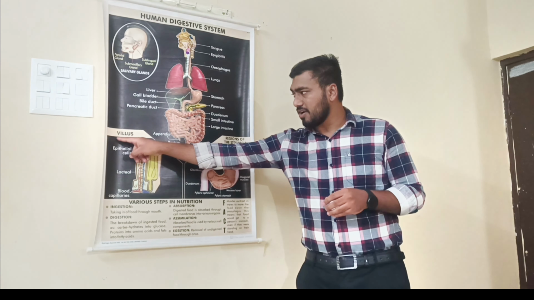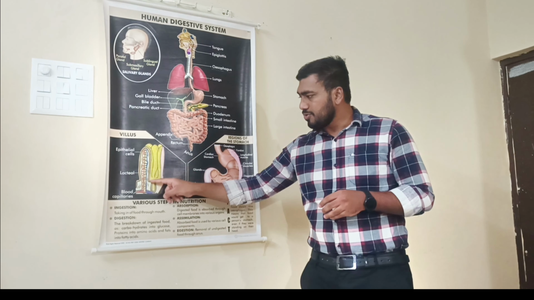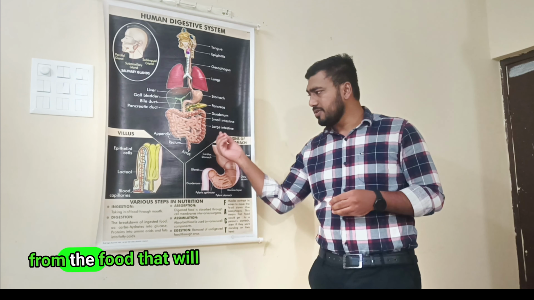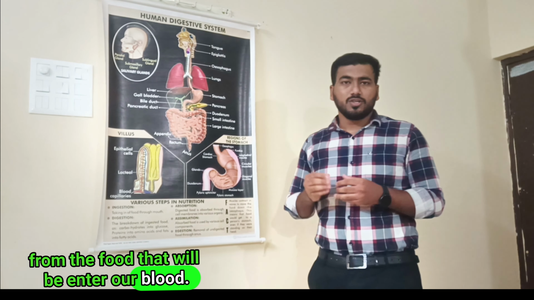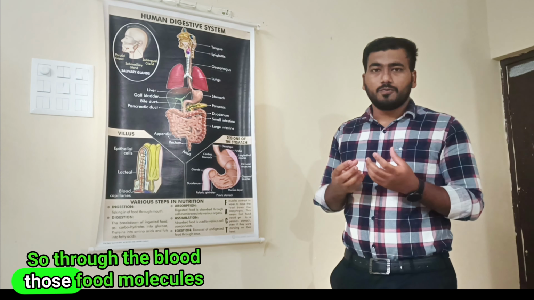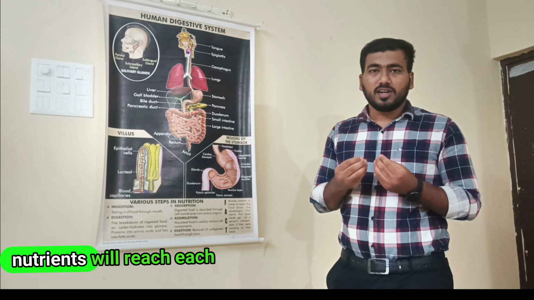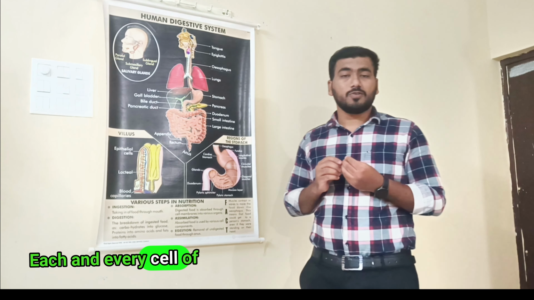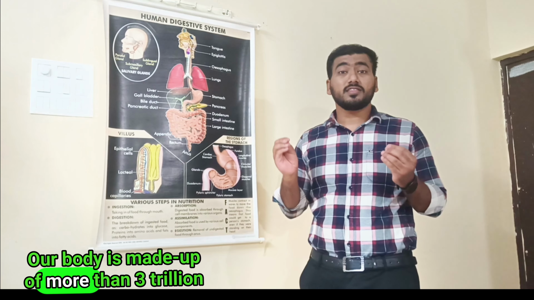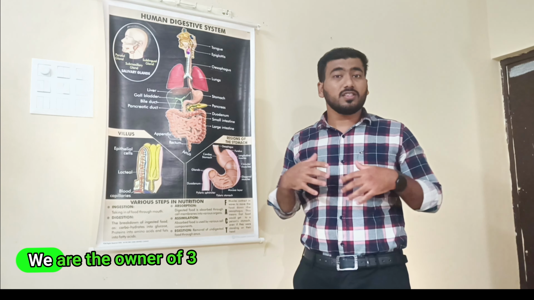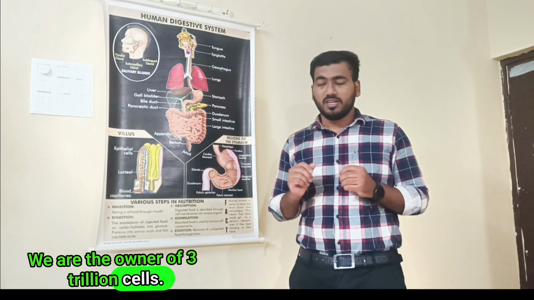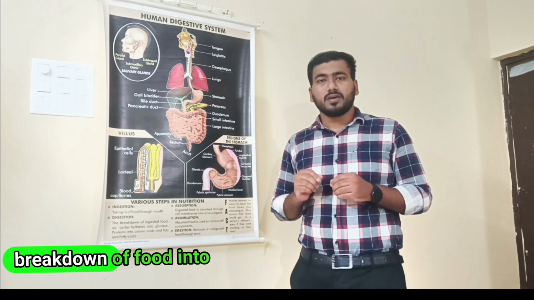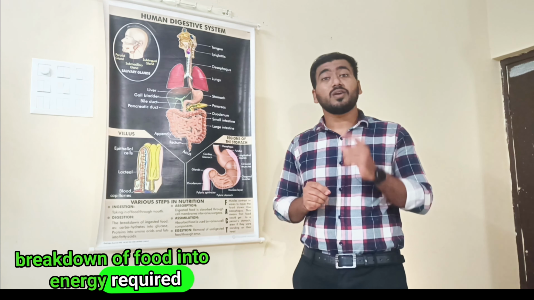Through the villi, whatever nutrients are absorbed from the food will enter our blood. So through the blood, those food molecules and nutrients will reach each and every cell of our body. Our body is made up of more than 3 trillion cells. We are the owner of 3 trillion cells. So that food will reach all 3 trillion cells, and the breakdown of food into energy requires one more molecule.